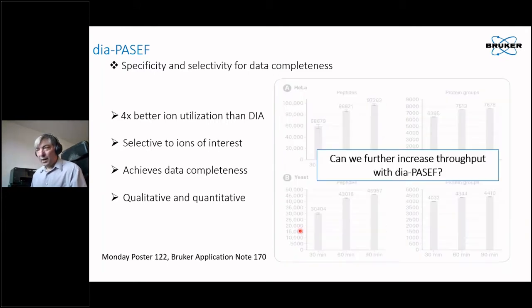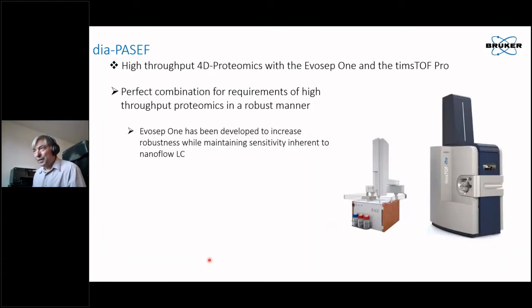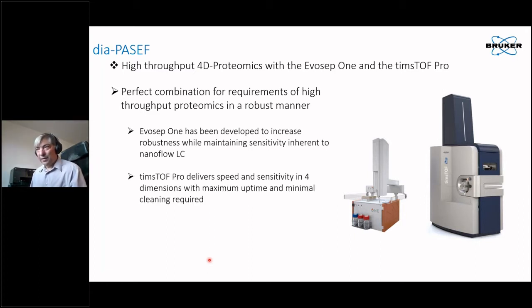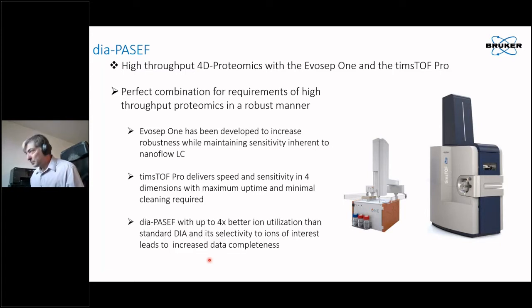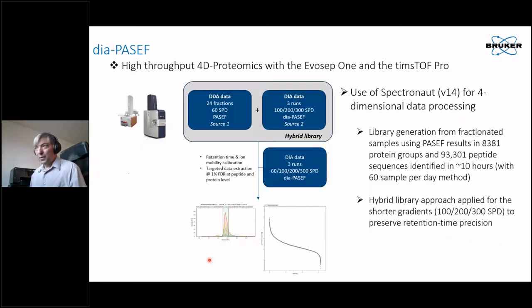These results are shown on the poster at ASMS this year and in an application note, number 170 for Bruker. But can we do better? To do better, we talked to our friends at Evosep, Nikolai and the team, and decided to use the Evosep One, which has been developed to increase robustness while maintaining the sensitivity inherent to nanoflow LC running at 1 microliter per minute, so not extreme nanoflow, to give you good robustness, and coupling that with the very high speed of the timsTOF Pro for the mass spectrometry, and the 4D feature alignment.